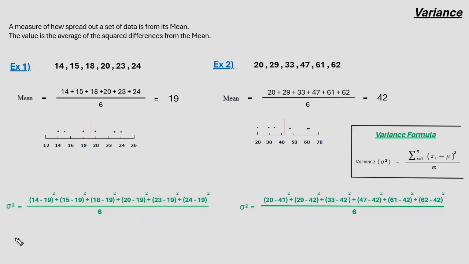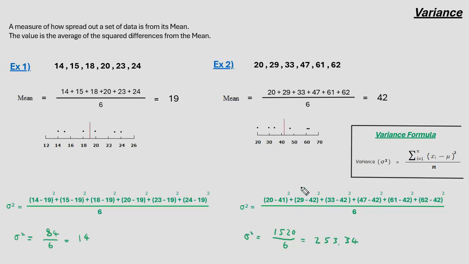And when we carry the calculations out, for example 1, we get 84 over 6, which gives us a variance of 14. And for example 2, where the numbers are quite a bit more spread out, when we work this sum out, we get 1520 over 6. And to 2 decimal places, this gives us a variance value of 253.34.